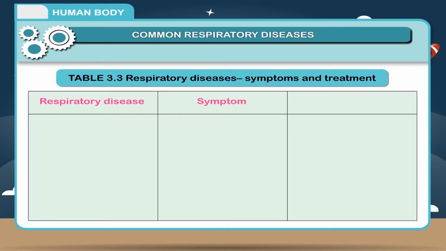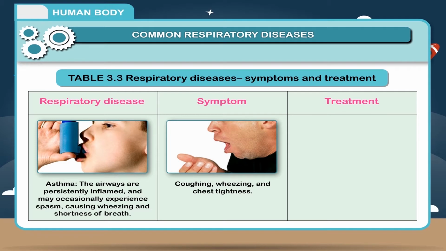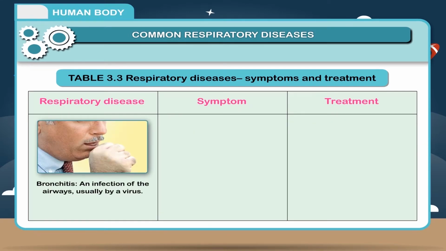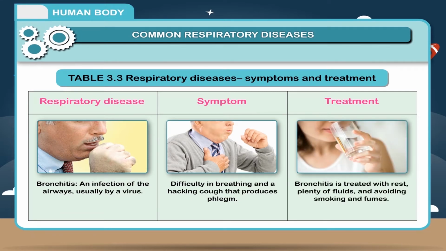Respiratory disease, symptom, treatment. Asthma. The airways are persistently inflamed and may occasionally experience spasm, causing wheezing and shortness of breath, coughing, and chest tightness. Asthma can be controlled with proper treatment. Bronchitis. An infection of the airways, usually by a virus. Difficulty in breathing, and a hacking cough that produces phlegm. Bronchitis is treated with rest, plenty of fluids, and avoiding smoking and fumes.